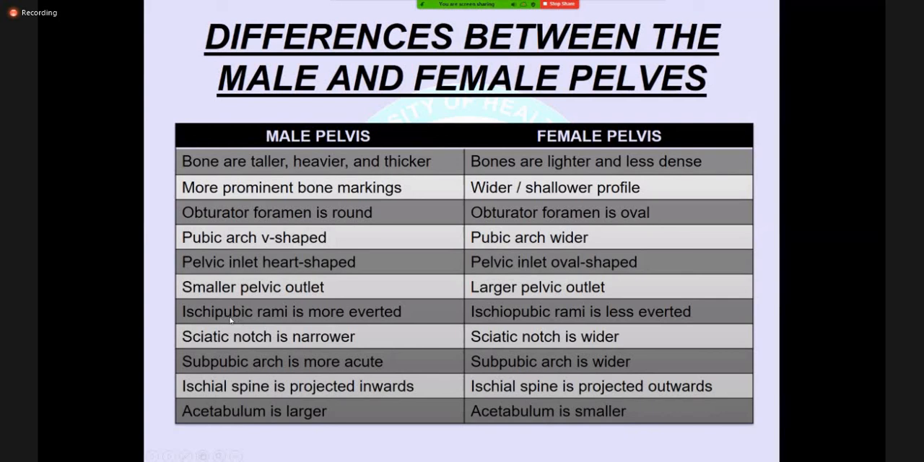The ischiopubic rami would be more everted or inward going in the male compared to the female. Similarly, the sciatic notches would be narrower in the male and wider in the female. The subpubic arch would be acute in the male, narrower, would be wider in the female. The ischial spines would project inwards more in the male compared to the female. Acetabulum would be larger in the male and much smaller in the female.